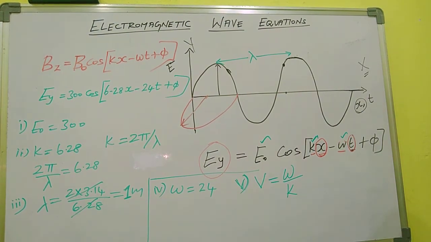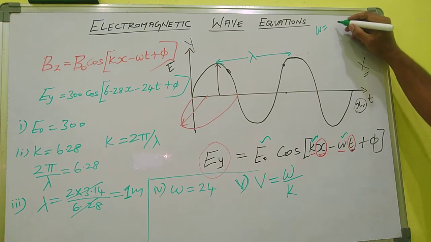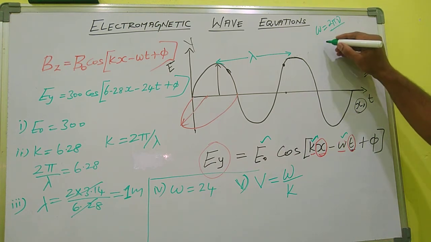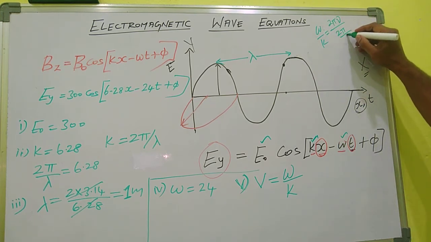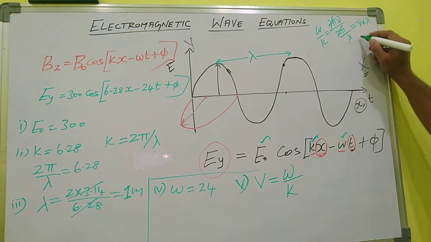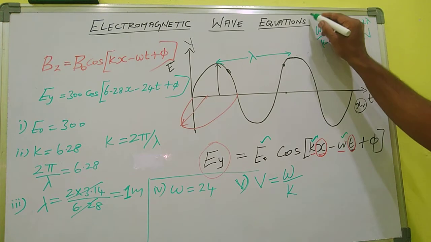How does this equation come here? What is the value of omega? Omega is equal to 2 pi nu, or 2 pi by T. So 2 pi nu by K. What is the value of propagation constant K? The propagation constant value is 2 pi by lambda. When 2 pi gets cancelled, this nu is multiplied by lambda. Nu lambda is nothing but velocity. Frequency into wavelength is known as velocity. So omega by K is equal to V.